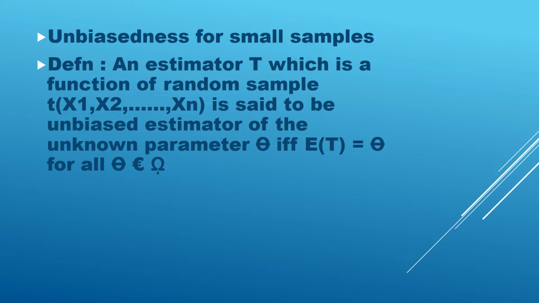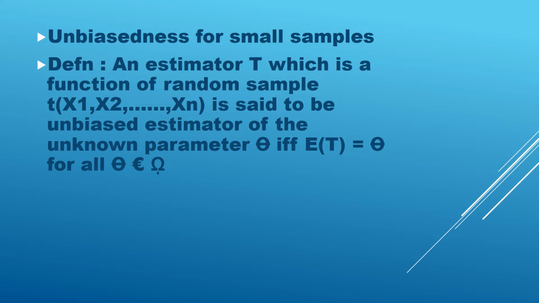When do we say an estimator is unbiased? Unbiased for small samples. Definition: an estimator T, which is a function of the random sample x1, x2 all the way to xn, is said to be an unbiased estimator of an unknown parameter theta, if and only if the expected value of T is equal to theta for all theta member of omega.